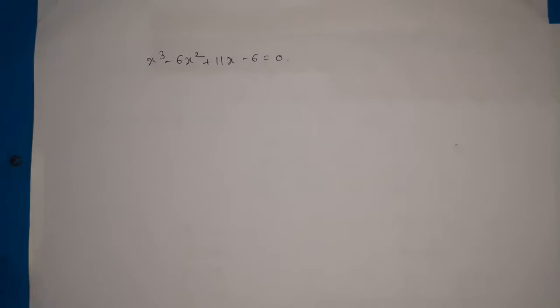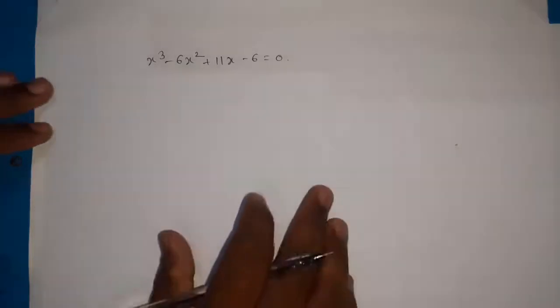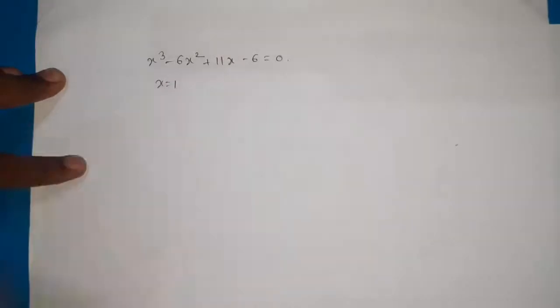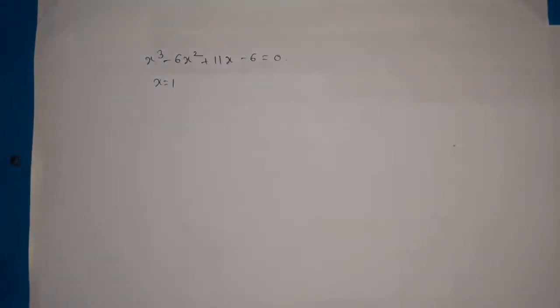So for x equal to 0, x equal to plus 1, x equal to minus 1, x equal to plus 2, x equal to minus 2 and so on. So in such a way we need to find the roots by using the trial and error method. So here x equal to 1 will satisfy the equation. So therefore x equal to 1 is the first root of the equation.